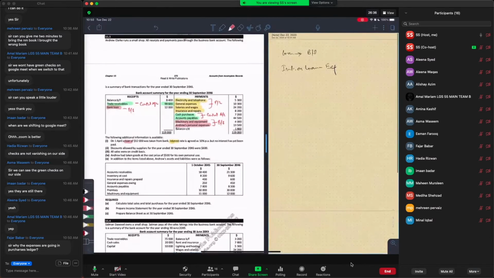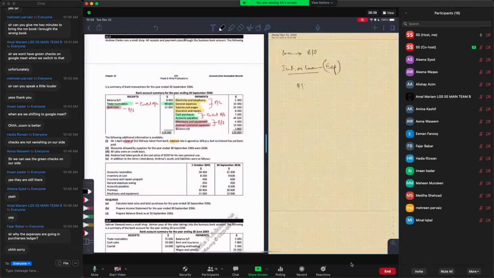So how do we calculate interest on loan? We know $12,000.